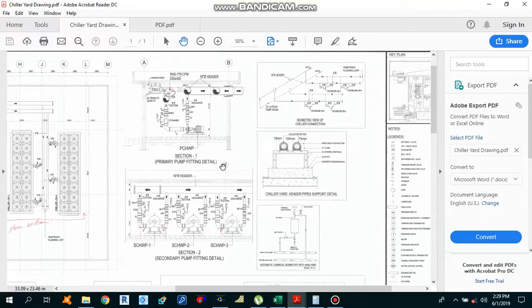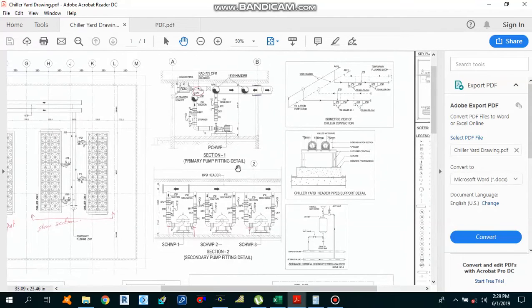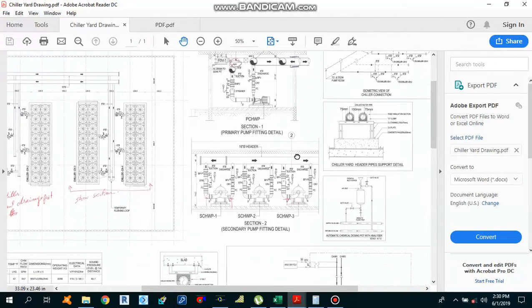Many people were requesting me to make a video regarding chilled water pump head calculation. So today I'm going to make a video on this topic. So let's start. Before starting this chilled water pump head calculation, I'm going to explain to you guys the main difference between primary and secondary chilled water pumps.